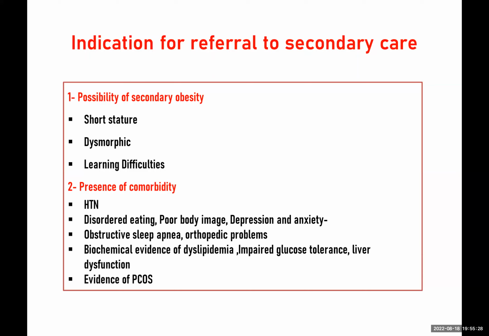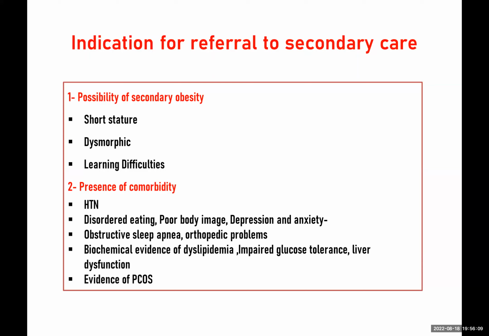Presence of comorbidity: if the child is obese and having comorbidities, again, he needs to be referred to a center where there is a weight management clinic or a team that can deal with it. Hypertension, disorder of eating, because for those who have disorders of eating and poor body image, as we know, there are a lot of psychiatric problems related to obesity: anxiety, depression, eating disorder. This group of children, if you start to give them advice about decreasing the weight, you're not going to improve them. So depression and anxiety, obstructive sleep apnea, orthopedic problems, because if you don't treat the orthopedic problems, probably the child is not going to have physical activity. Biochemical evidence of dyslipidemia, impaired glucose tolerance, liver dysfunction, and evidence of PCOS.